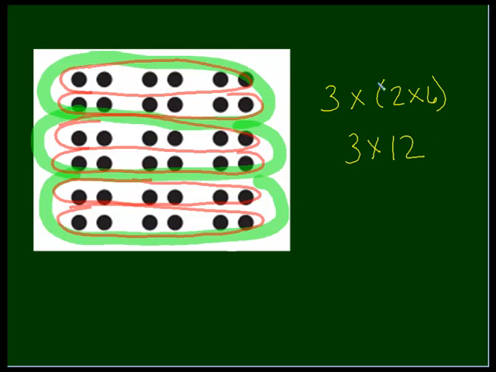When you use parentheses in a problem, it is signaling that you need to do the items in the parentheses first. So when I see these parentheses, it tells me to do 2 times 6 first, and I got my 12, and then take that 12 and multiply it by 3, because that's actually what you see. You see 2 groups of 6, and then you look at the fact that that happened 3 separate times.